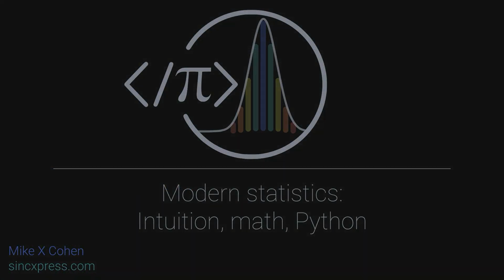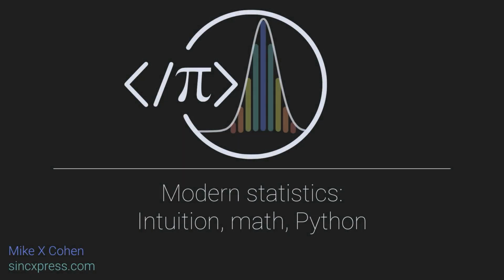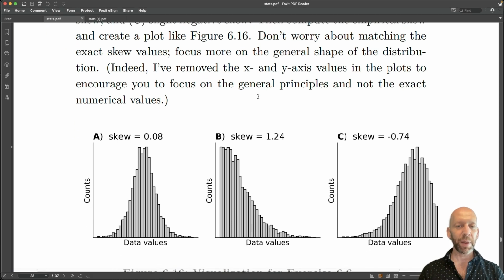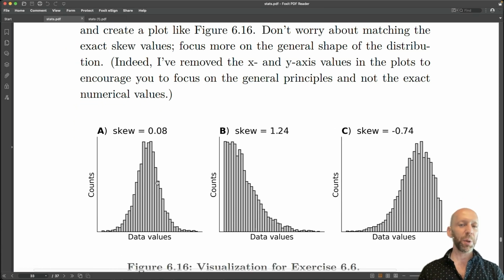But the mean and standard deviation across all the elements in the matrix will be 0 and 1, respectively. The goal of exercise 6 in chapter 6 is to use the Fisher-Z transformation to generate random data that have a particular skew. So you can see the histograms that I've created here. This data distribution has very little skew, almost 0.